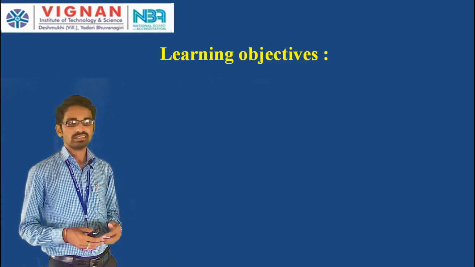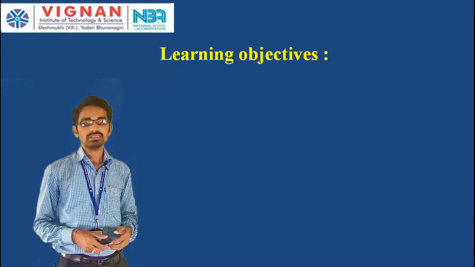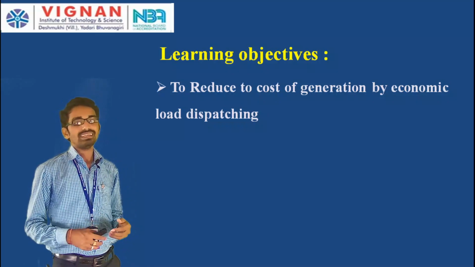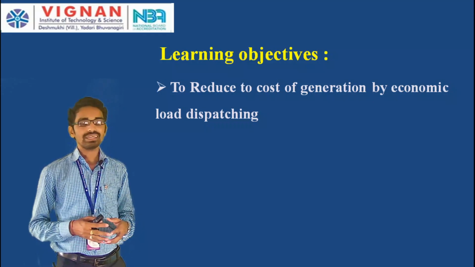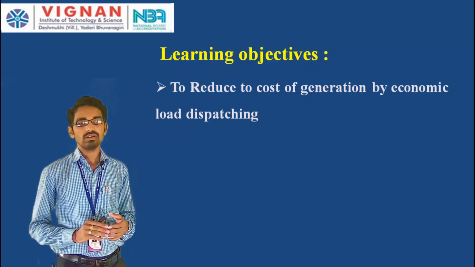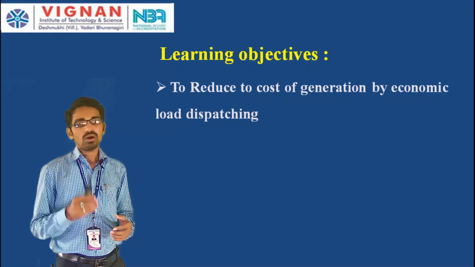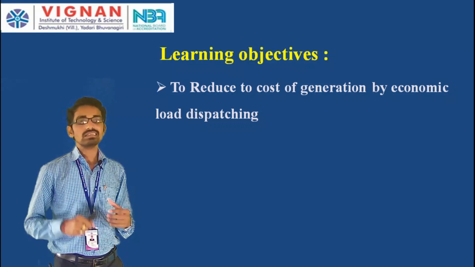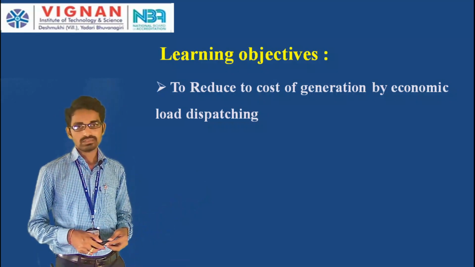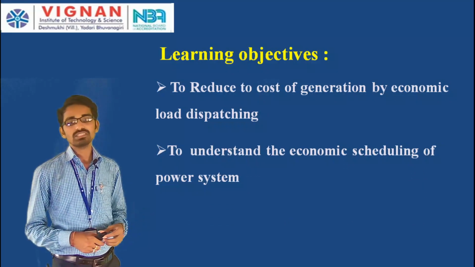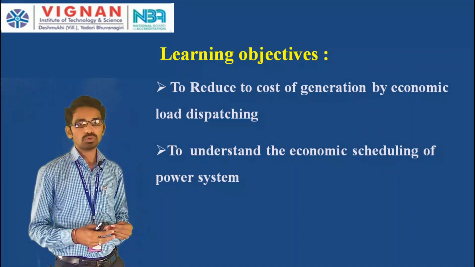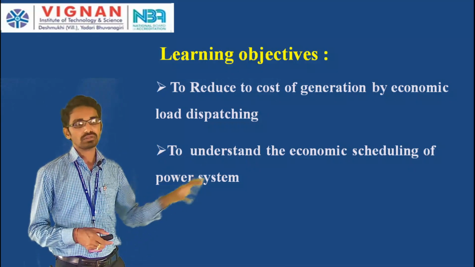Before going to the introduction, what are the learning objectives of this third unit? The first is to reduce the cost of generation by economic load dispatching. We are going to allocate the load to the different generating units or different generating stations in a particular zone. If we allocate that way, our cost of generation should be minimized. In such a way we are going to reduce the cost of generation. The next one is to understand the economic scheduling of power system. How we are going to schedule this power system load to the different generating units, that is what we are going to see in this lecture.